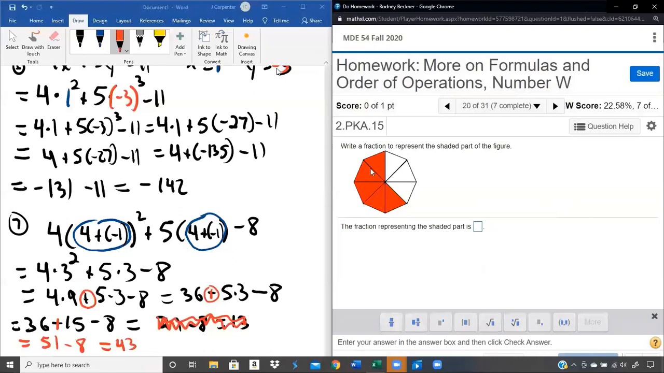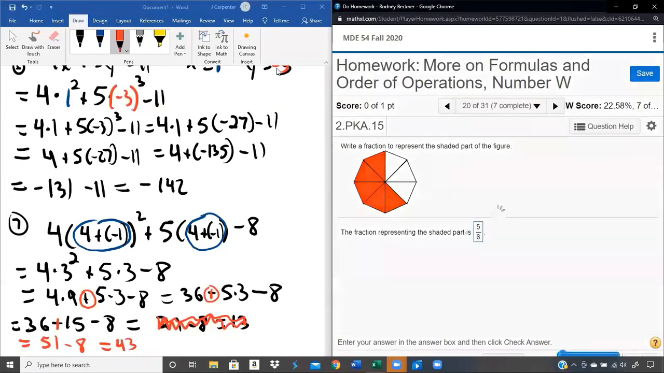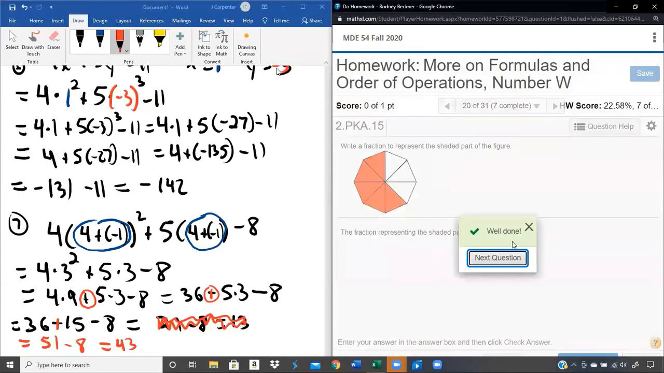So we have 1, 2, 3, 4, 5 red sections shaded. So it's 5 out of something. And there are 1, 2, 3, 4, 5, 6, 7, 8 total. So the fraction that represents the shaded part, we hit this key to get our fraction. Go to the top, type 5, bottom, 8. Now please understand that if this were a reducible fraction, in other words, if there was a number that divides evenly into the top and bottom, you should reduce any fraction in this course unless told otherwise. Generally speaking, you reduce. Did we get it right? Good.